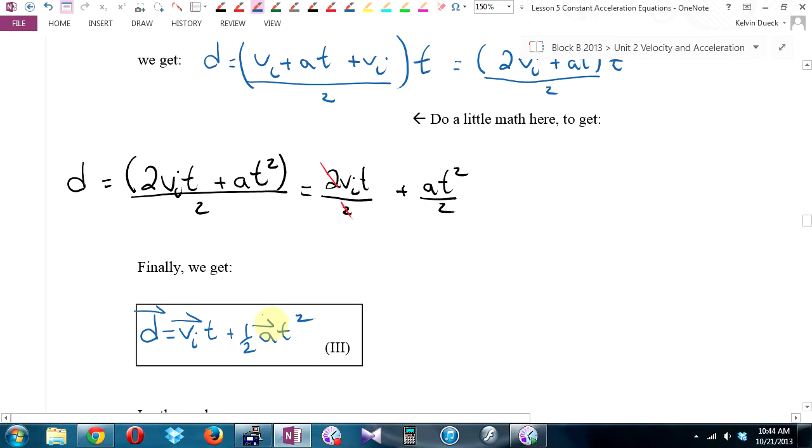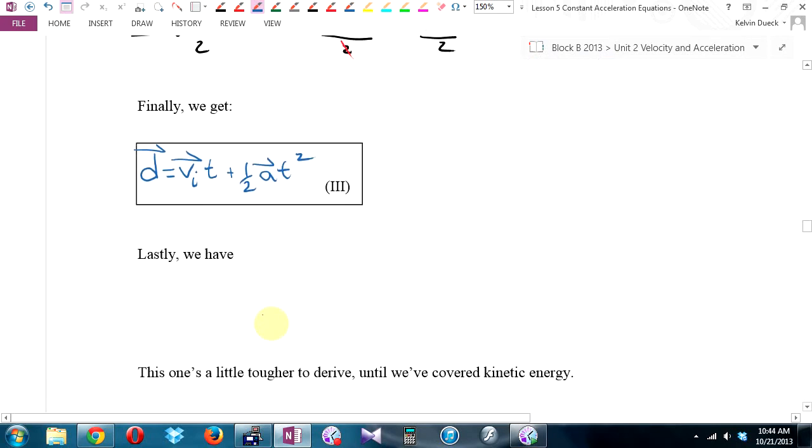And there's one more. This last one is really, really awkward to derive with your skills right now. I'm just going to give it to you, but in a few months, I'll show you where it comes from. It comes out of work and energy. In fact, it pops out of the kinetic energy equation, and it goes like this. VF squared equals VI squared plus 2AD.